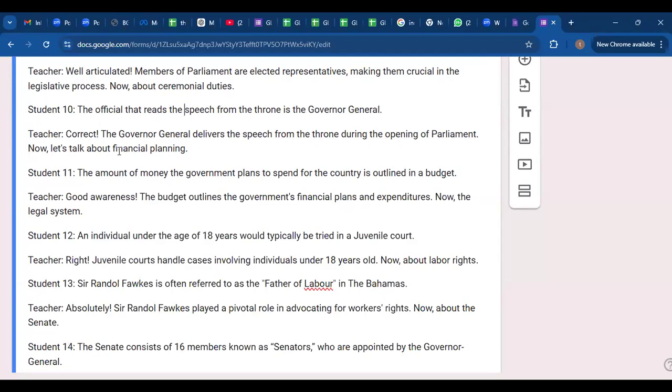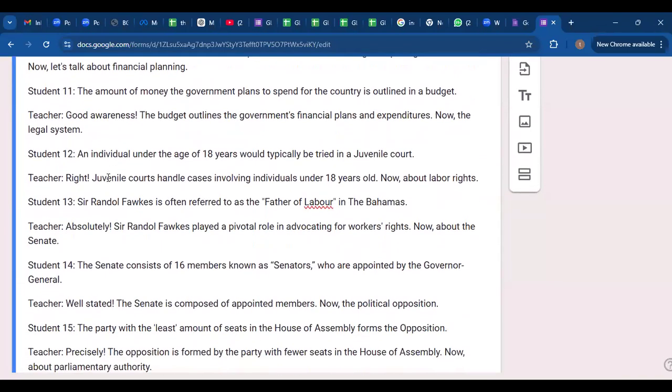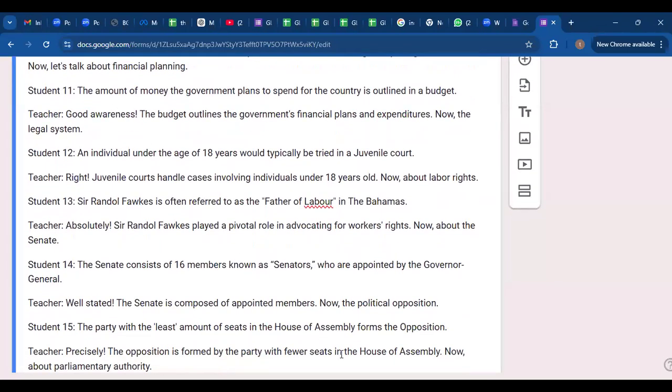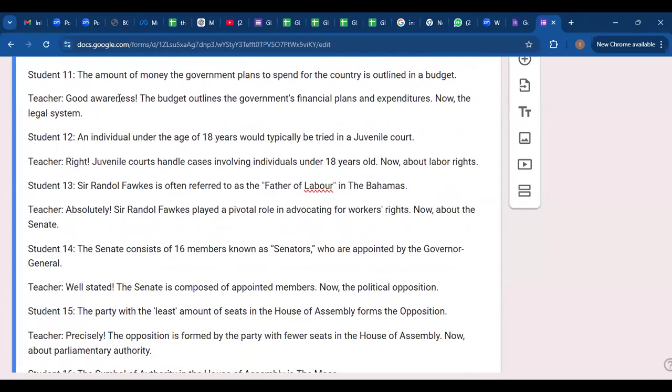Now let's talk about financial planning. Okay, stop right there. Patrick, the amount of money. I'll continue reading if I can. Go ahead. The amount of money the government plans to spend for the country is outlined in the budget. Good awareness. The budget outlines the government's financial plans and expenditures.